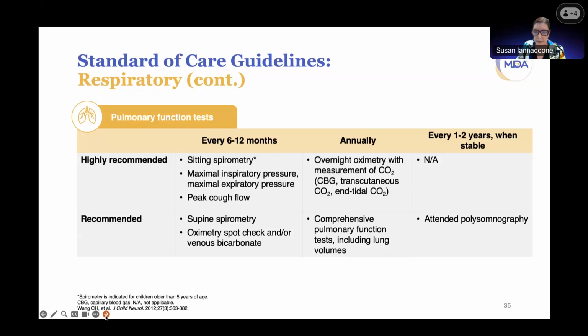So again, we do recommend sleep studies and overnight oximetry, which can be done at home. Usually the pulmonologist will do this once a year. Or if the patient is on BiPAP and is growing, they may require changes in their pressure settings. So this would trigger another sleep study. Next.